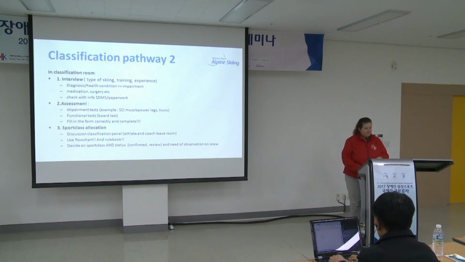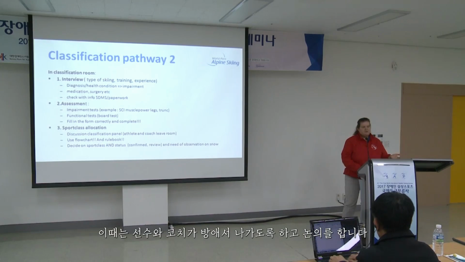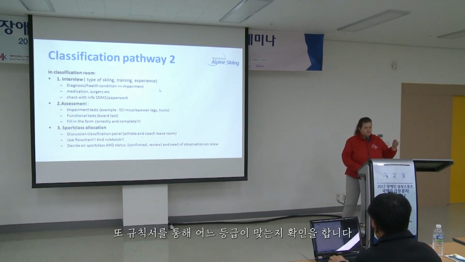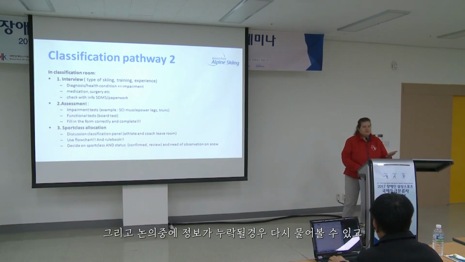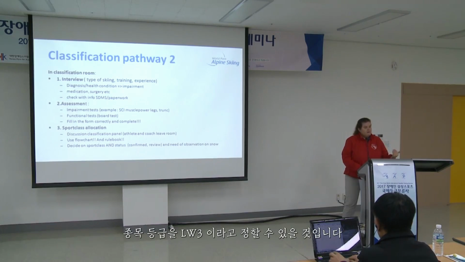And then the third step, you say what sport class is going to be given. And sometimes you need to discuss it with your other classifier. So then you ask the coach and athlete to go out of the room. You have your discussion. And really use your flow chart to see, okay, where do I end? Use your rule book to check if it's really the right class. And perhaps in your discussion you say, oh, I missed some information. I have to ask the athlete back again and do some more tests. Somewhere you say, okay, this is sport class LW3.